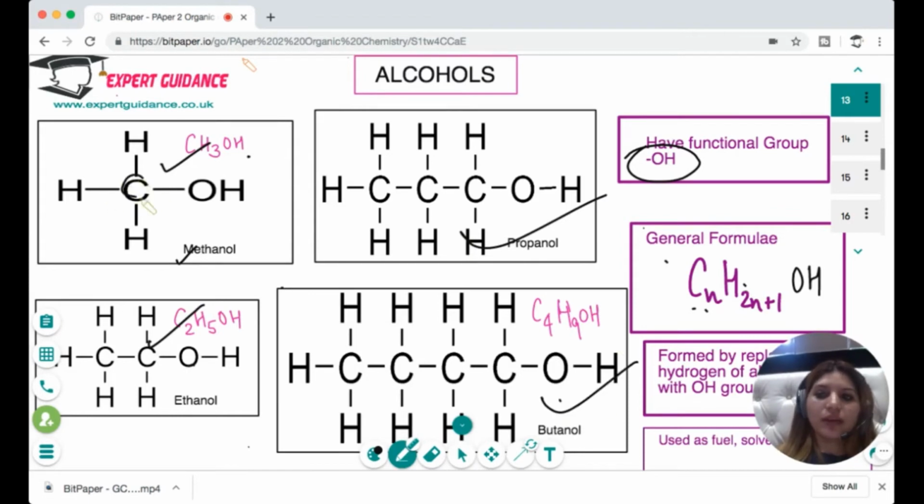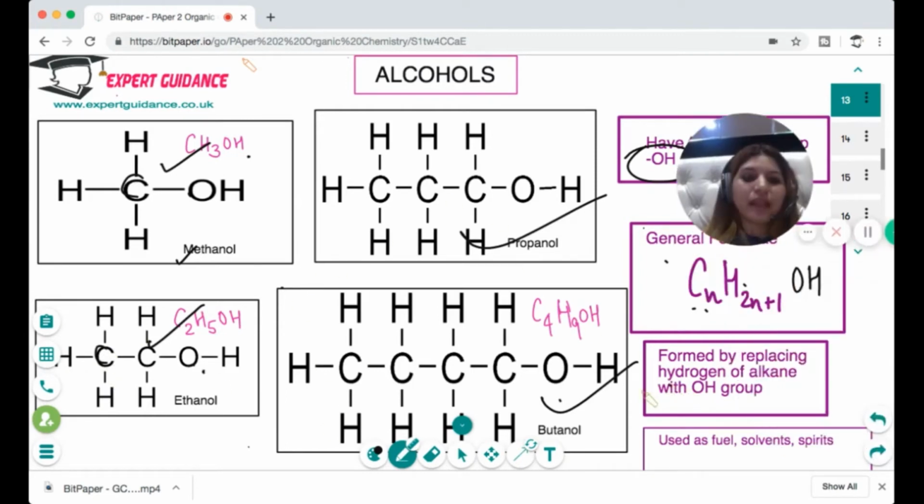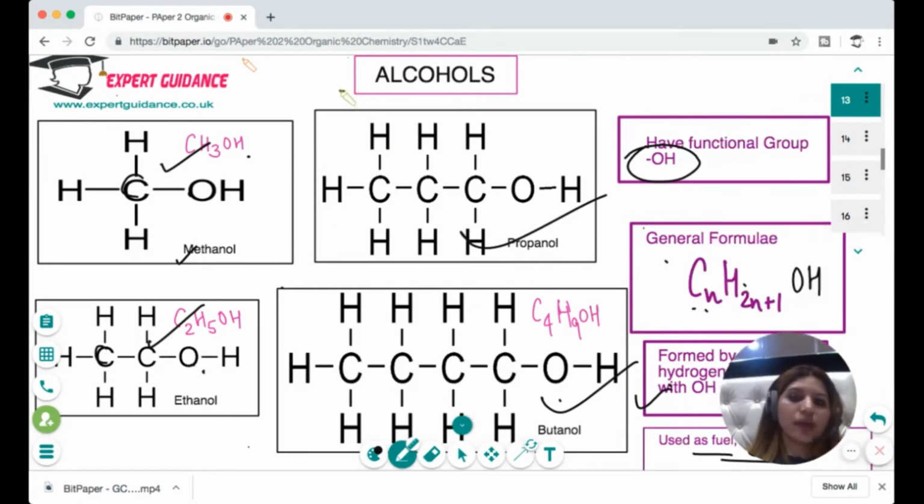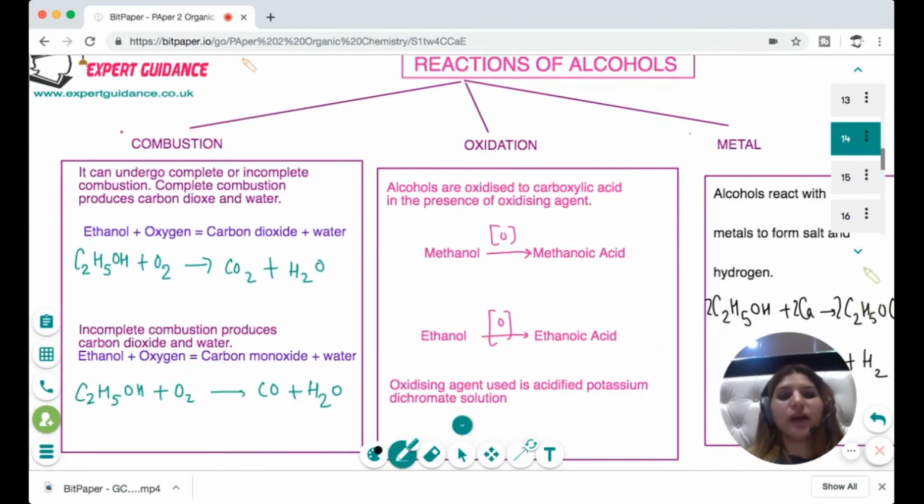So you have 1 carbon with OH and then 3 hydrogens, 2 carbons with OH, and you fill the rest of the valencies with hydrogen. And alcohols are used as fuels, solvents, and spirits. Okay, so I hope what alcohols are is clear to you and you're able to draw the displayed formula and the general formula of different alcohols.